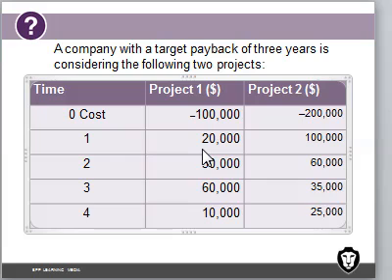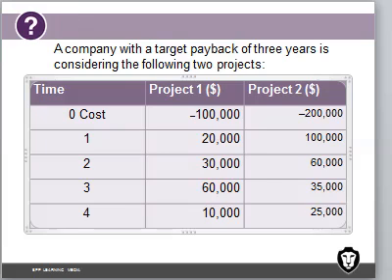So let's look at this example, which we got from F9 by BPP of ACCA. It says that a company with a target payback of 3 years is considering the following two projects. We have project 1 and project 2, and these are the cash flows related to this project. Then we are supposed to compute the payback period. When computing the payback period, we accumulate our cash flows. We add the cash flows until we cover the initial investment. That is going to be your payback period.